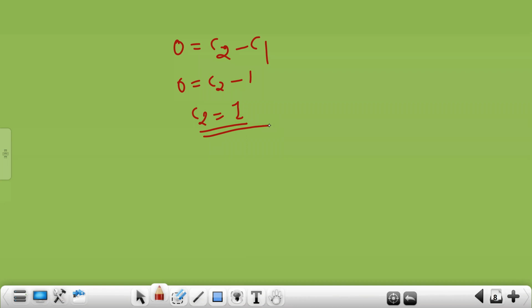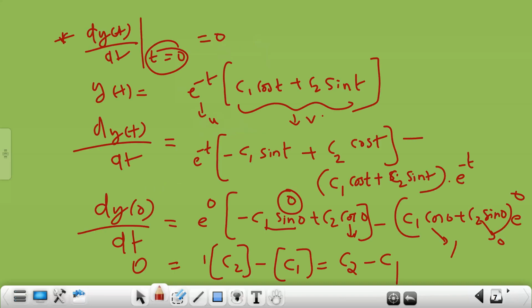Now after finding C1 and C2, you will substitute in equation number 1, so that your natural response can be rewritten as yn of t is equal to e to the power minus t into, with C1 and C2 both being 1, cos t plus sin t. This is your final answer.